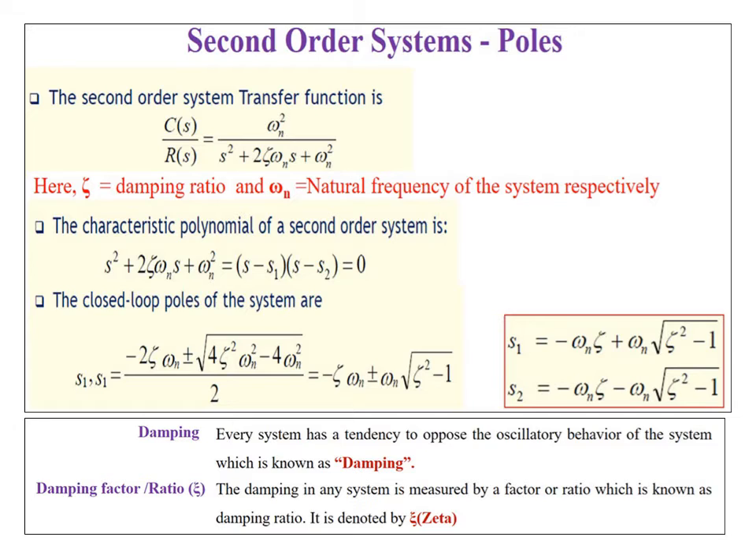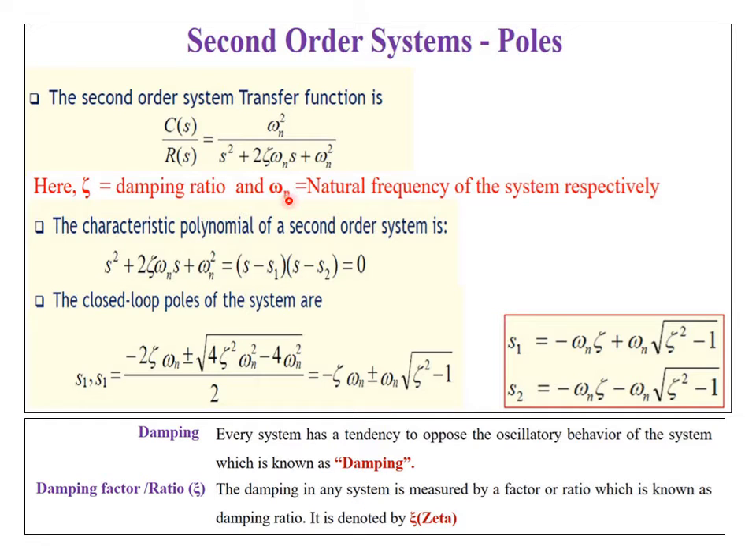Now, for the second order system, we normally talk about the transfer function. Whenever you say control system, we talk about the transfer function, that is the Laplace transform of output upon Laplace transform of input. That is equal to C(s) upon R(s), the controlled output upon the reference input, which equals omega n square upon s square plus twice zeta omega n s plus omega n square, where zeta represents the damping ratio and omega n represents the natural frequency of the system. So the second order system is characterized by this particular equation.